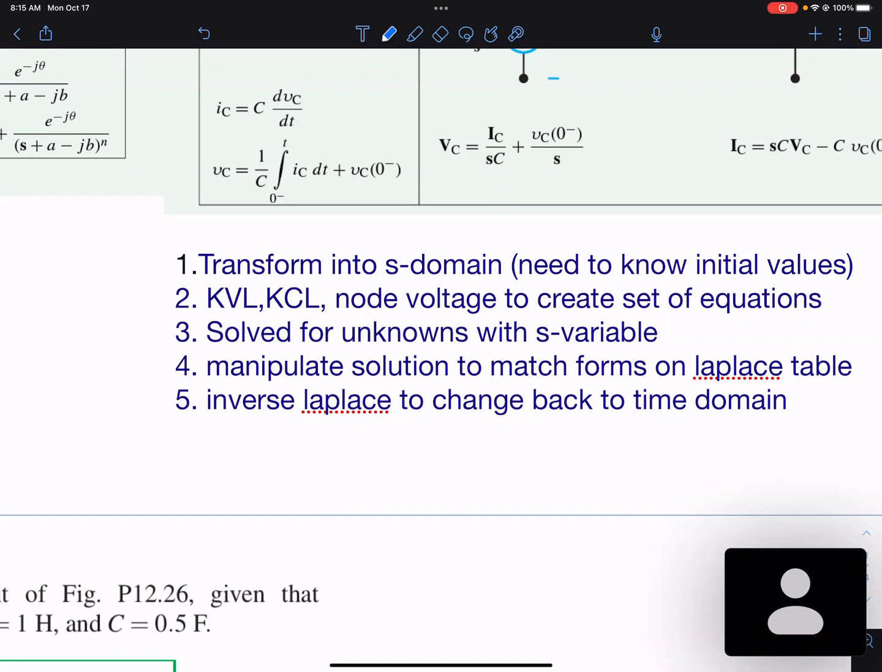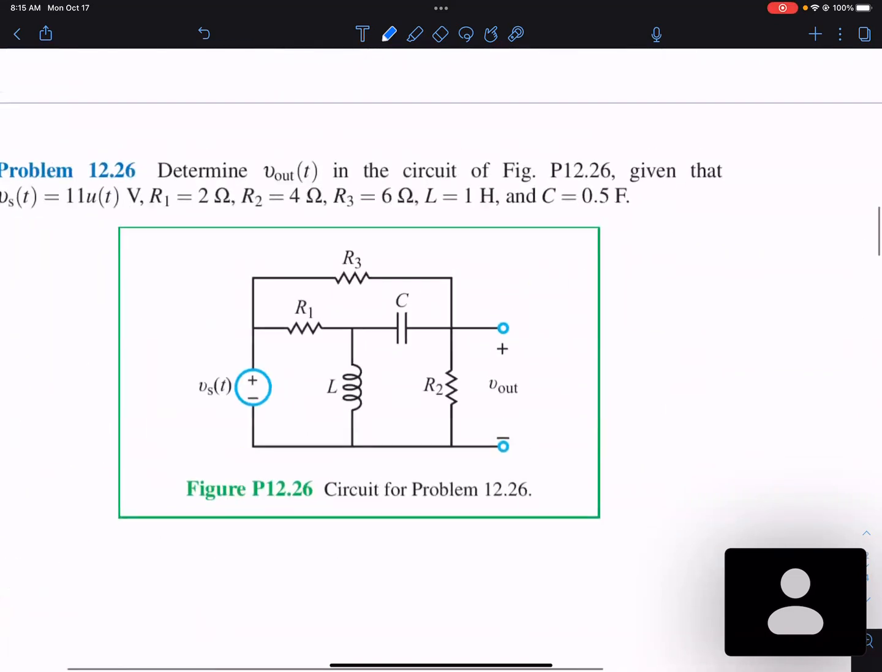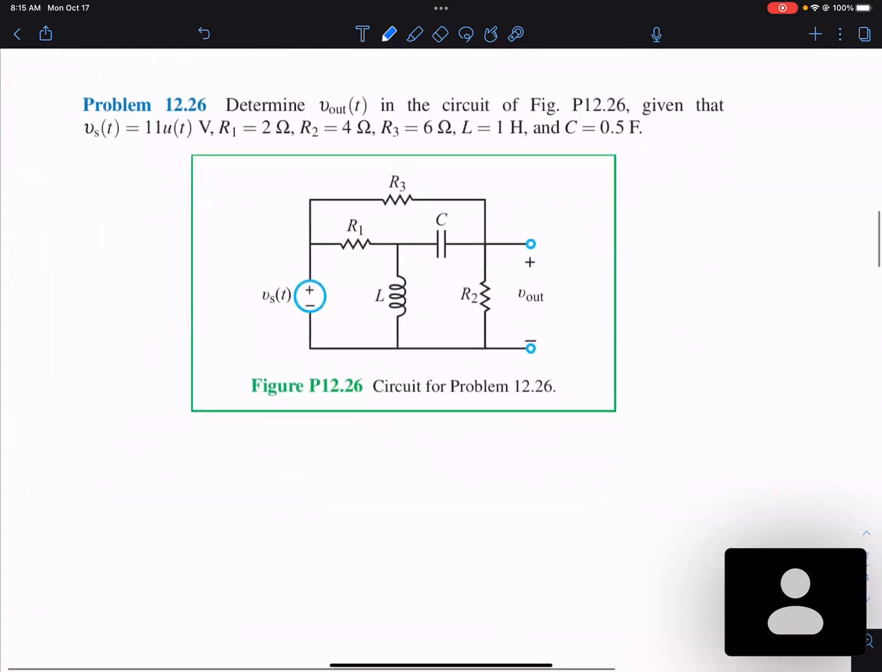Then you're going to manipulate that solution to match the Laplace transform tables. Unless you want to do the inverse Laplace transform directly, but I suggest that you use the Laplace transform tables. A lot of times you have to use partial fraction expansion to do that. Once you do that, you can match it up and change it back into the time domain. All right, so we're going to go through an example. The first one here is this circuit.